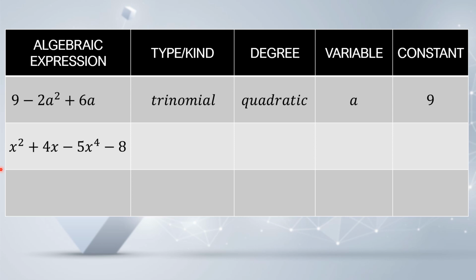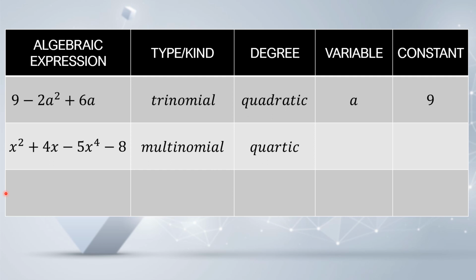Another, x squared plus 4x minus 5x to the fourth power minus 8. So, ilan nga ba yung terms ng ating pangalawang expression? 1, 2, 3, 4. So, this is one of the example of type which is multinomial. Next, what is the highest degree? Ang x squared ay may exponent na 2, ang 4x ay may exponent na 1, ang 5x to the fourth power ay may exponent na 4, at ang 8 natin dito ay walang katabing variable, so wala siyang exponent, that is 0. So the highest exponent is 4, therefore the degree is quartic.